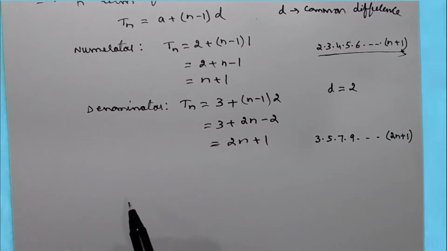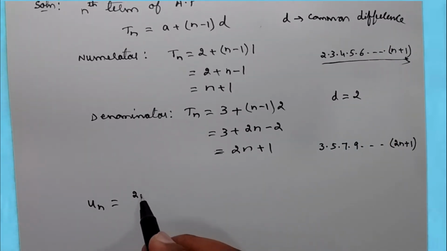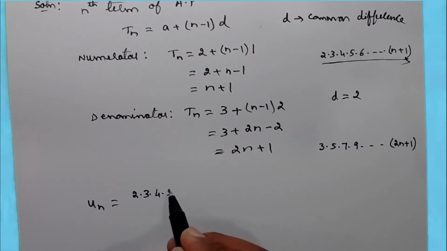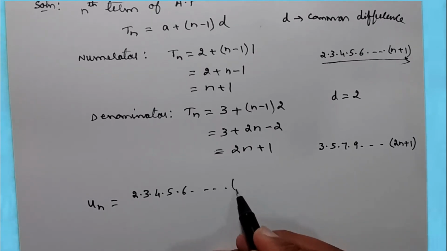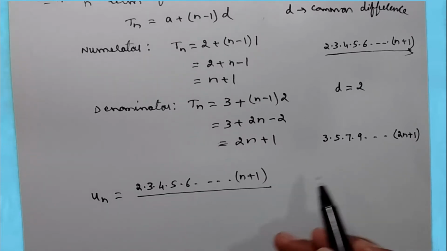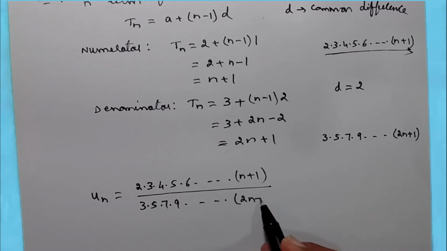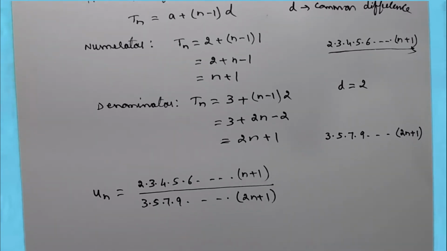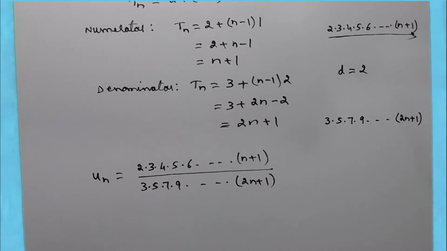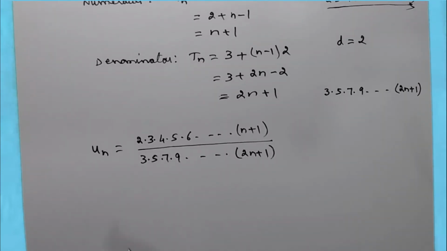So now if you write down the un term, the numerator value is what? 2 into 3 into 4 into 5 into 6 into, and so on, up to n plus 1. And what is the denominator value? The denominator value is 3 into 5 into 7 into 9 into, and so on, up to 2n plus 1. So you got the un term. Slightly different problem compared to the earlier problems you have solved. So you have got the un term, and you need to find out the un plus 1 term.